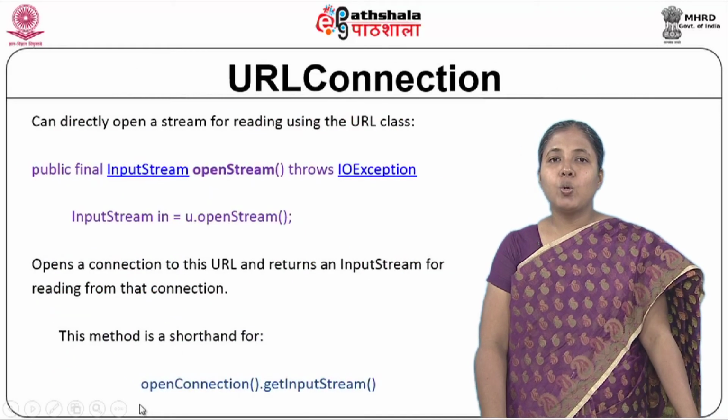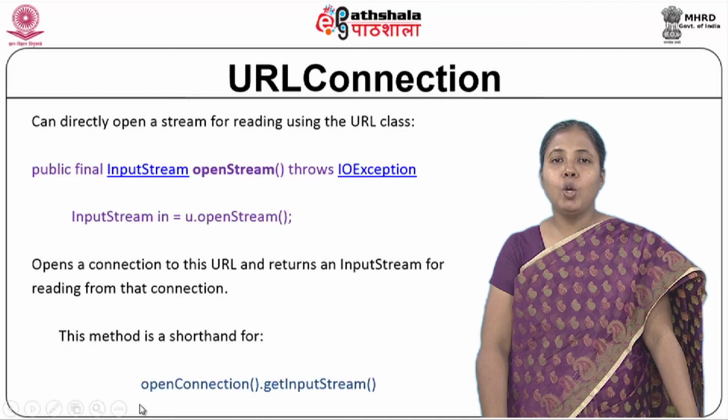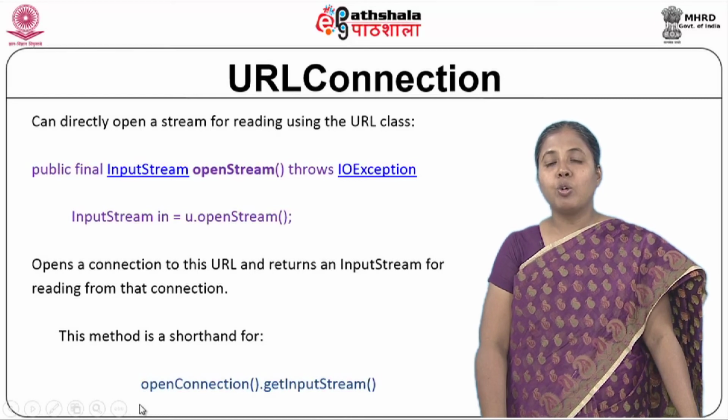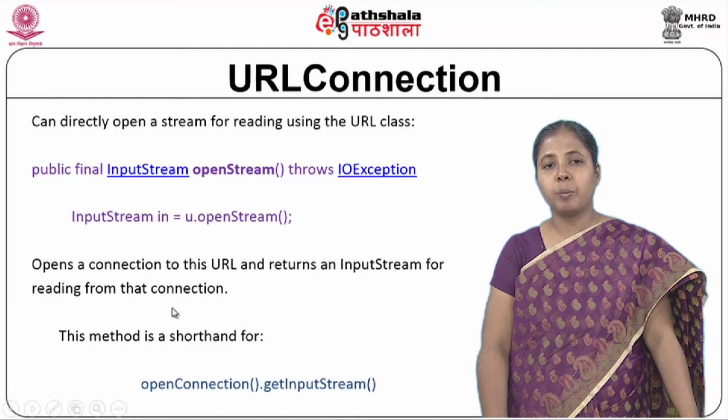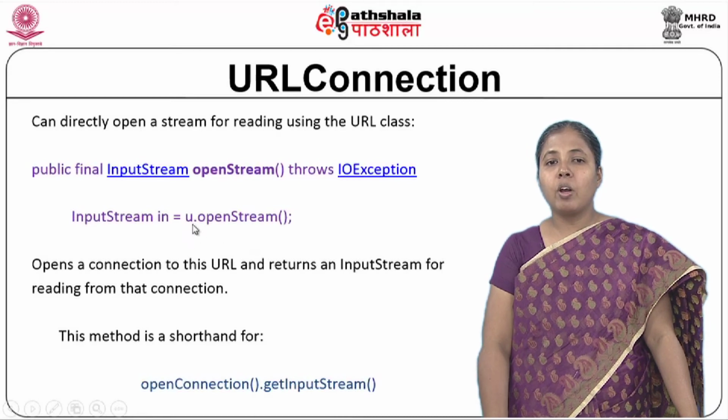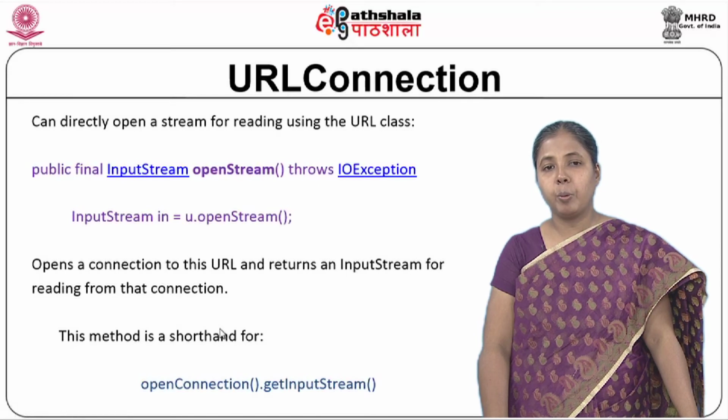Now, once you get a URL connection object, you can directly open a stream for reading using the URL class. To get an input stream, we use a method called the openStream method that returns an InputStream object. So, we know that URL object dot openStream would return an input stream. This stream opens a connection to the URL and returns an input stream for reading from that connection.